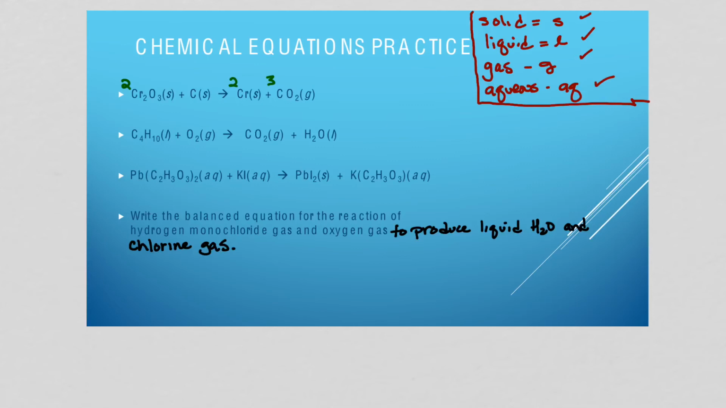Now, of course, by doing that, it now changed the chromium. So now I have 4 chromiums. And so I can go back and change this 2 to a 4. So now my chromium and my oxygen are balanced. So what about the carbon? So I have 1 carbon on the reactant side, and now with this 3 here, I have 3 carbons on the product side. So that's easy enough to balance. I can put a 3 here. And now we have our balanced chemical equation that we would write out.